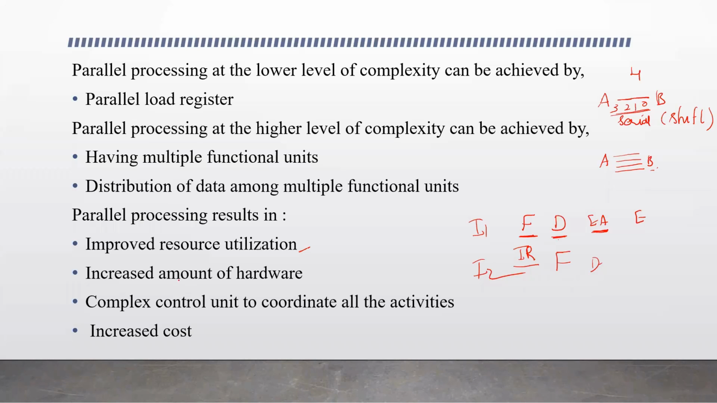And the second effect of parallel processing is an increased amount of hardware. For implementing parallel processing, we need many functional units that operate in parallel. When the amount of hardware increases, the complexity increases, and the connections between the hardware units need to be increased. We need a complex control unit to coordinate all the activities, because different activities are running at the same time in different units in the system. This results in increased cost, so the cost of the system increases. As I said, it is implemented in systems where the process needs to be completed within a certain time period. In such cases where time duration is critical, we use parallel processing.